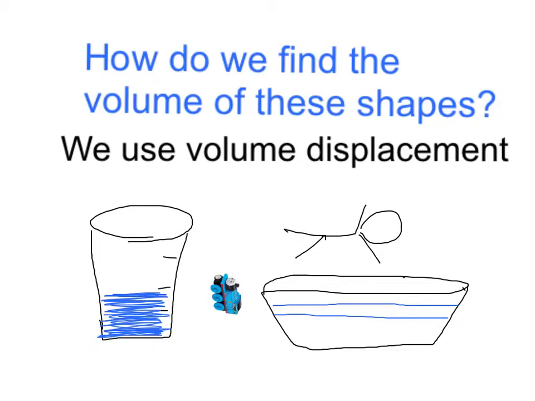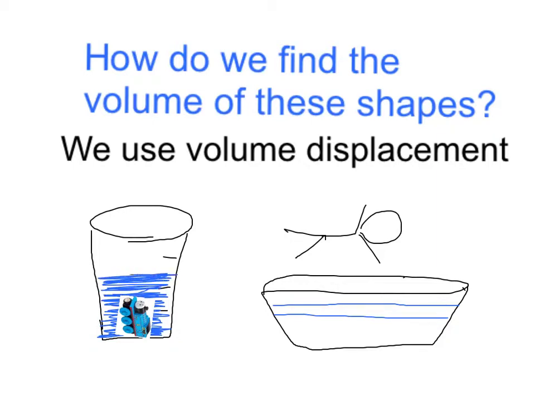Now this is called volume displacement. It's about when you place something in water, the volume level rises, and this is how we can figure out the volume of these shapes. Another example would be if you put the Thomas the Tank Engine toy into the cup, the volume would rise.